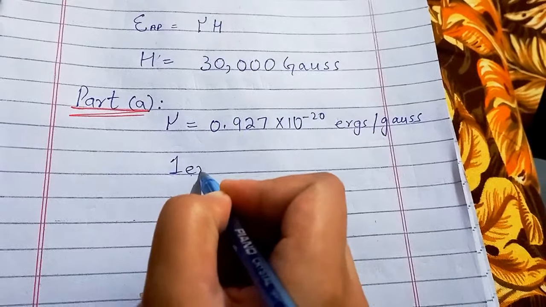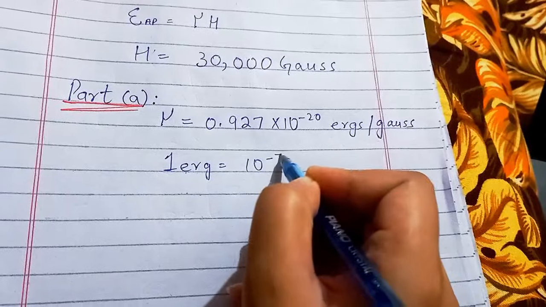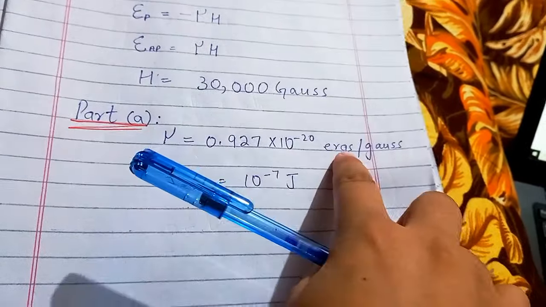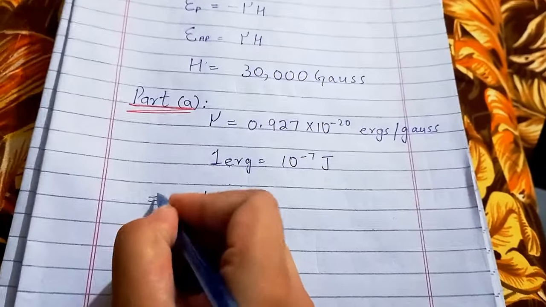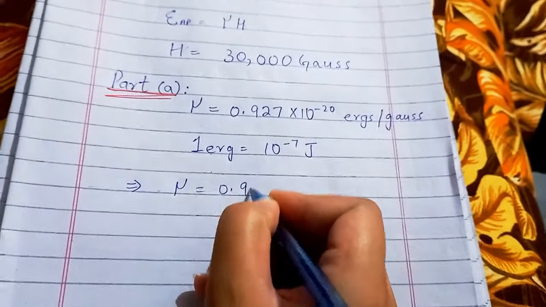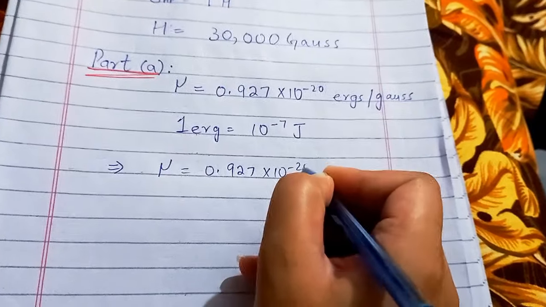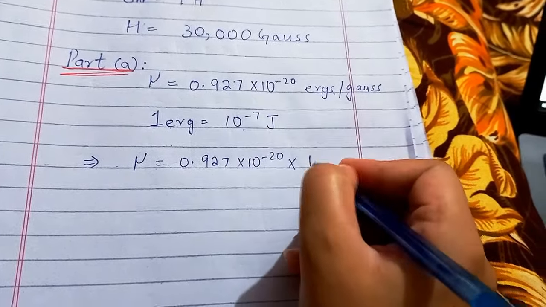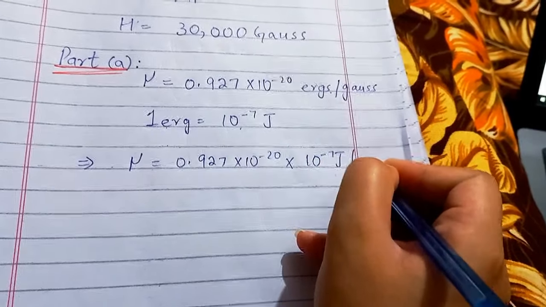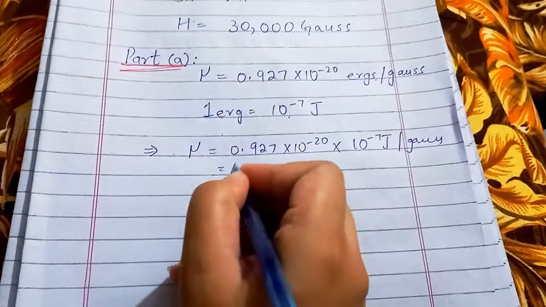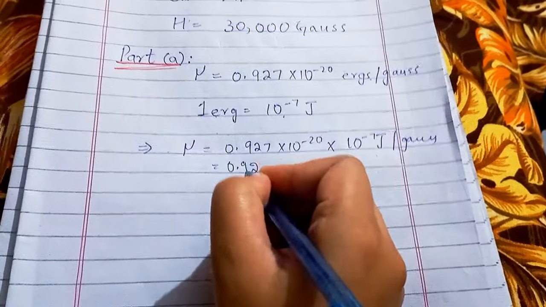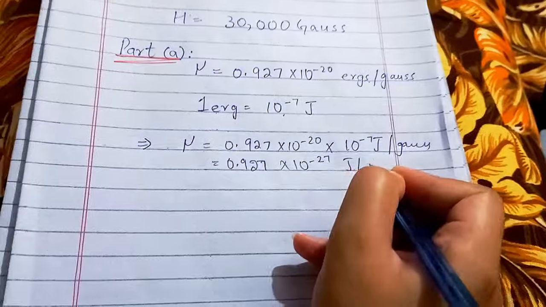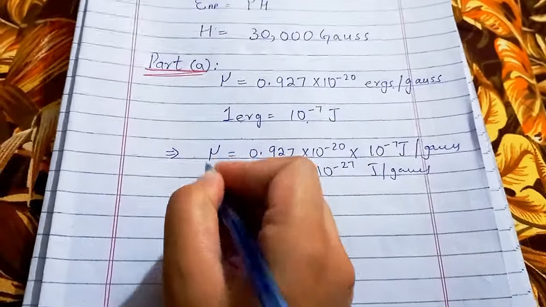And we have 1 erg equals 10 to the power minus 7 joule. So here I'll put the value of erg: 0.927 multiplied by 10 to the power minus 20 multiplied by, in place of ergs, I will simply put the value of erg, which is 10 to the power minus 7 joule per gauss. So it's simply 0.927 multiplied by 10 to the power minus 27 joule per gauss. Okay, we'll use this value.